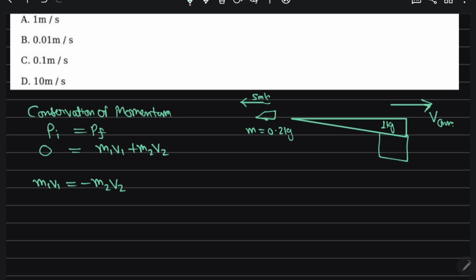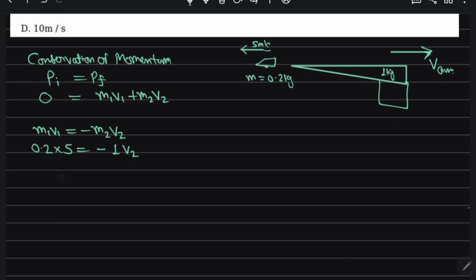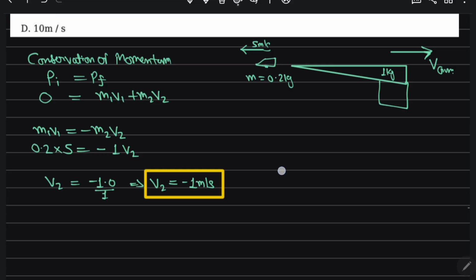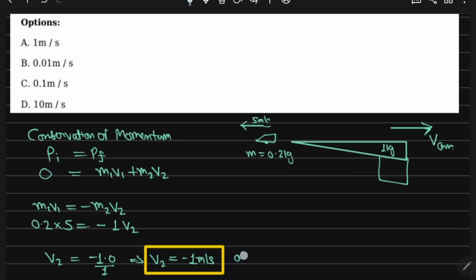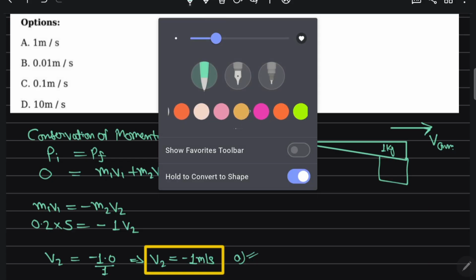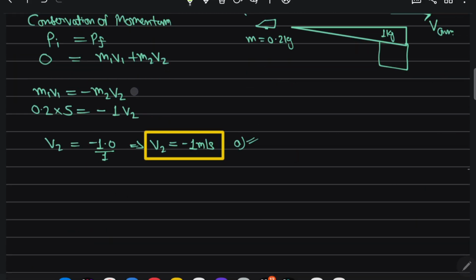Right? v2 is our velocity of gun. m1 is the mass of bullet, that is 0.2, into 5, that is equal to minus 1 into v2. So that comes out to be 1.0 divided by 1. So v2 is equal to minus 1 meter per second. Right? So which option? Option first is correct. Right? So shall I do another question?